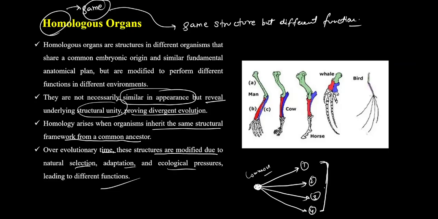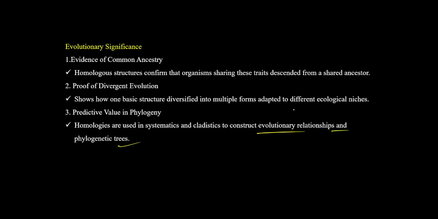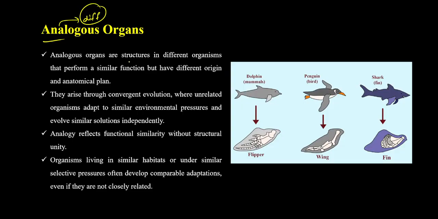Homo means same. Firstly, we are discussing the structure, then the function. Same. Ana means different, so different structure but same function. Clear? They arise through convergent evolution.